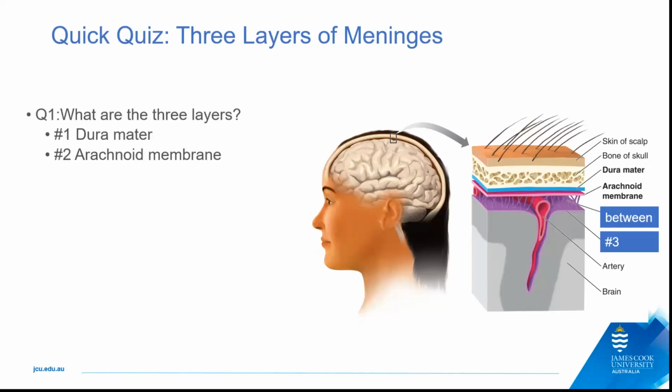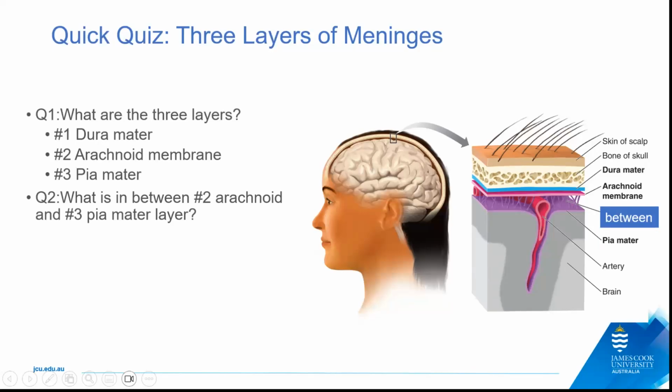So what is in between the second, arachnoid, and the third, pia? Pia means soft, the soft layer. That is the subarachnoid space. It's not an empty space. It has a lot of CSF, cerebrospinal fluid.